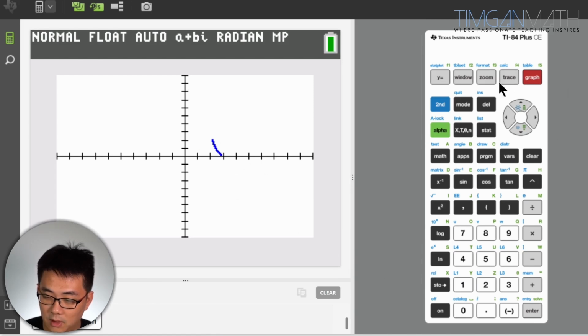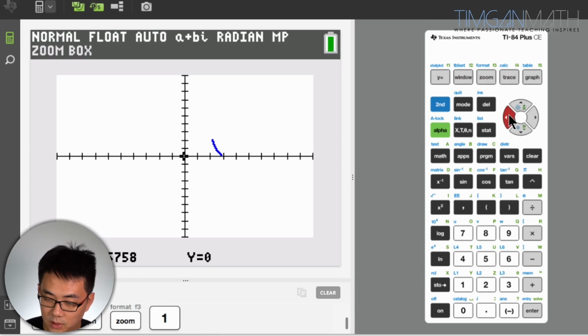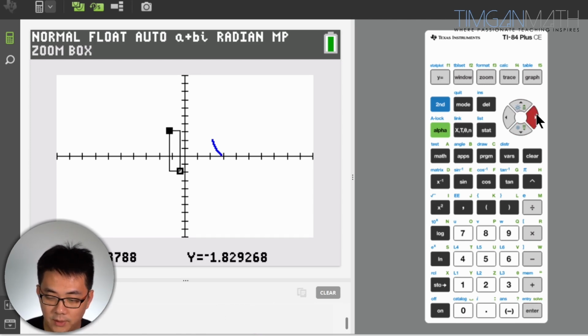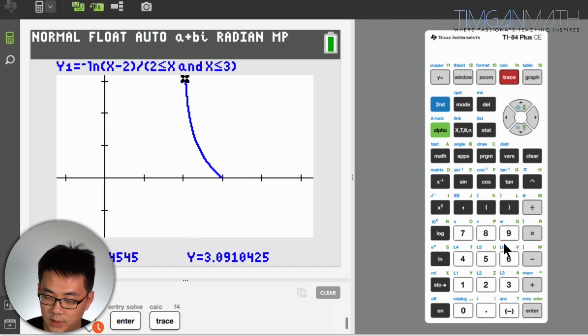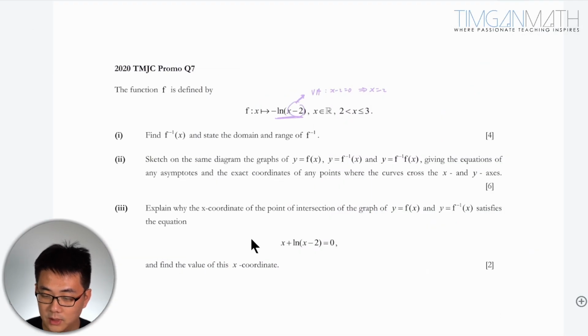Okay, so this is the graph that you're looking at. Trace, and I'm going to zoom box here to have an idea of how it looks. Remember there's a vertical asymptote, so this goes all the way to infinity. A lot of times students don't know that this goes up to infinity. There's a vertical asymptote here. At the end, the point is (3, 0), and the graph goes all the way up. So it looks something like that: negative ln(x - 2).